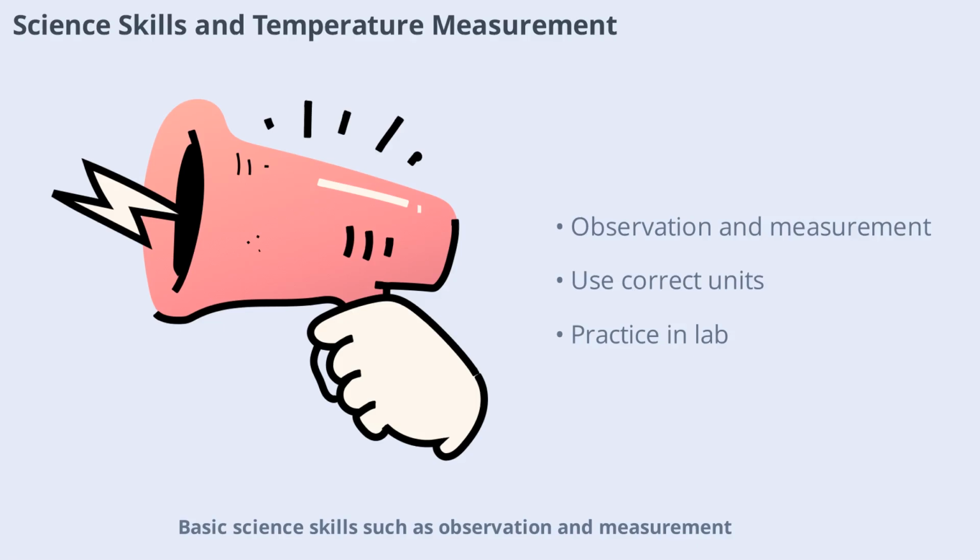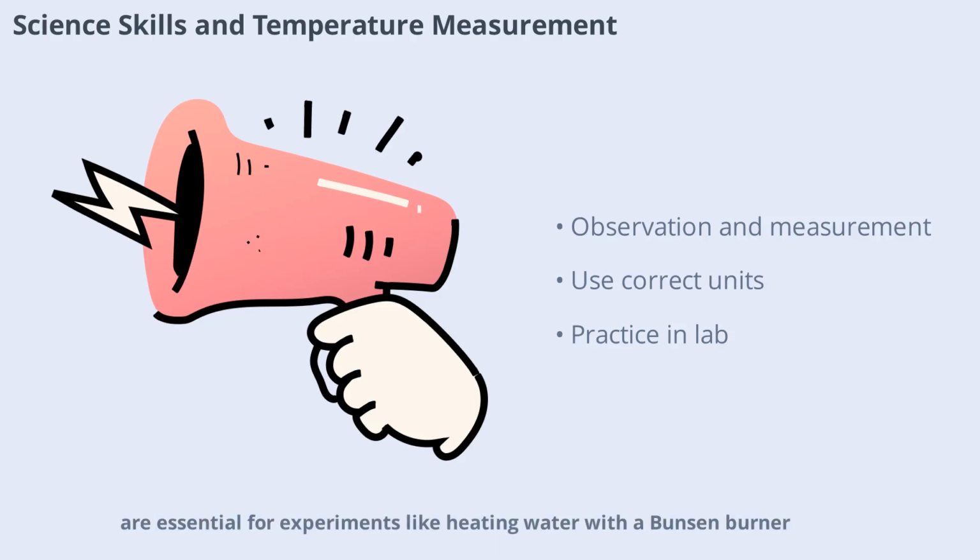Basic science skills such as observation and measurement are essential for experiments like heating water with a Bunsen burner. The SI unit for temperature is the Kelvin, but degrees Celsius is commonly used in school labs. Practicing these skills ensures accurate results and prepares you for both practical and written exams.